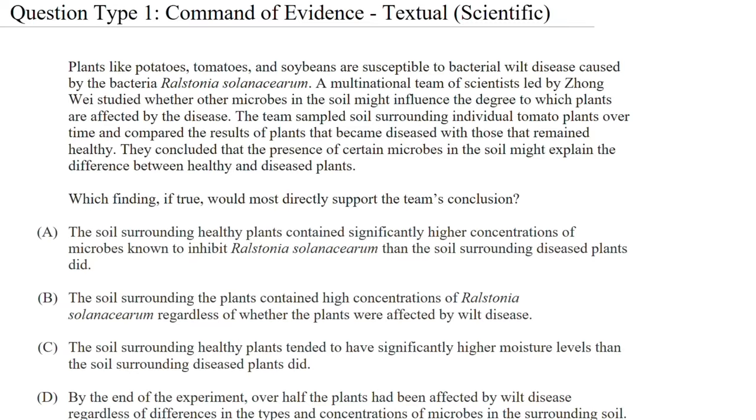So, which finding, if true, would most directly support the team's conclusion, where they concluded that the presence of certain microbes in the soil might explain the difference between healthy and diseased plants? So, using our strategies, we can simplify this to just say that microbes in soil is related to difference between healthy and diseased plants. And the answer that best correlates with that is A. Why? Because this one says that the soil surrounding healthy plants has a different amount of microbes than the soil surrounding diseased plants, therefore indicating that the microbes have something to do with the amount of disease present in the concentration of plants in that area.